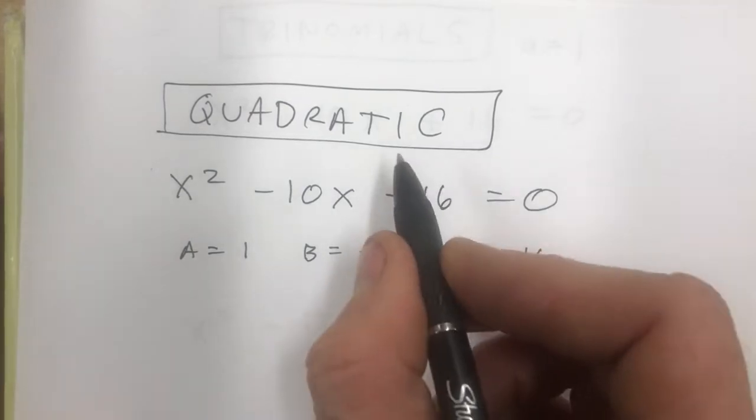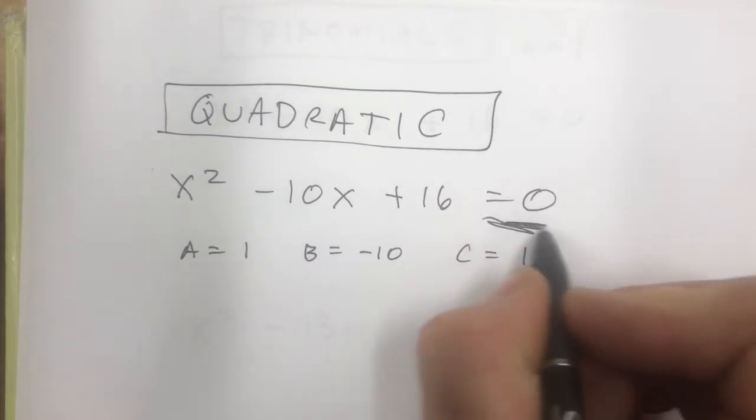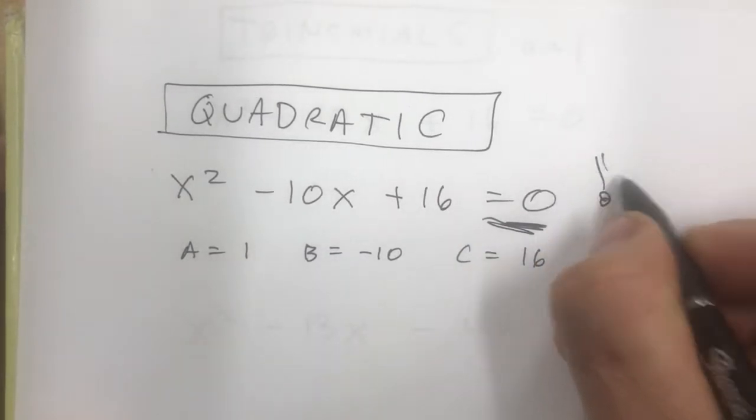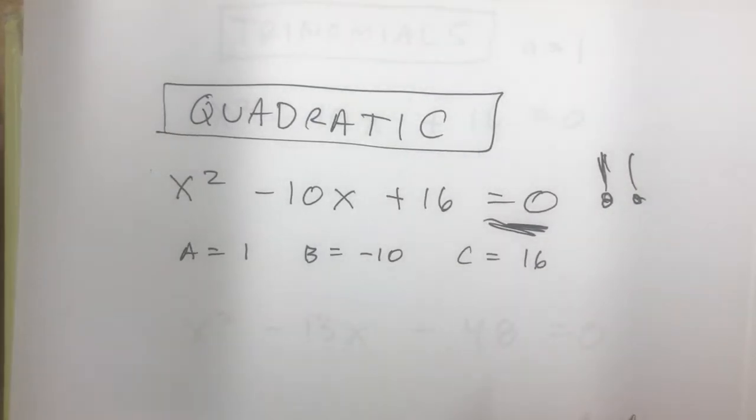Okay? When you solve a quadratic equation by factoring, it must equal 0. It's got to equal 0. That's like the most important thing. It's got to equal 0. So if it does not equal 0, we have to make it equal 0.